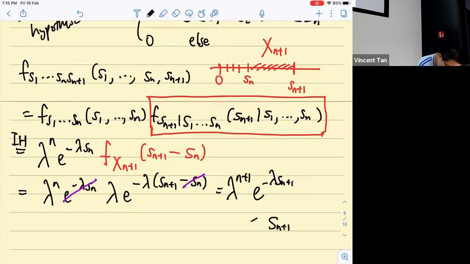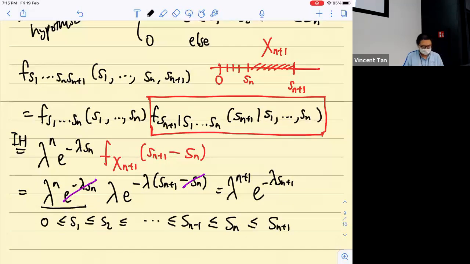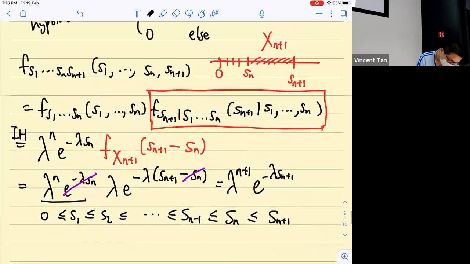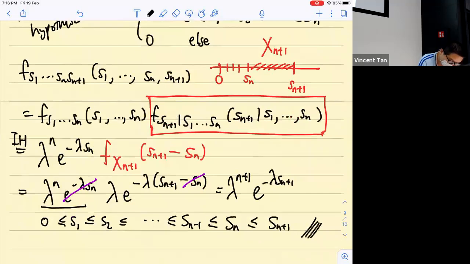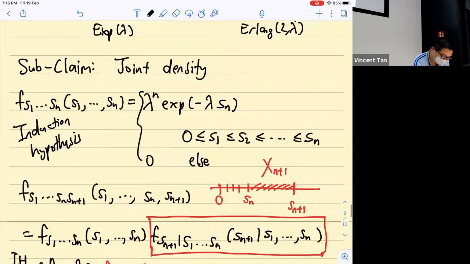We require Sn plus 1 to be bigger than Sn, but for this formula to hold true, we need that Sn is bigger than Sn minus 1, down to S2, S1, 0. Now, I know I said I'm pedantic, but really, we cannot have this equality here. But it doesn't really matter too much. These are continuous random variables. So this is the case for the joint density up to and including n plus 1. This claim checks out. The subclaim is proved, because this form here is the same as that of the subclaim.